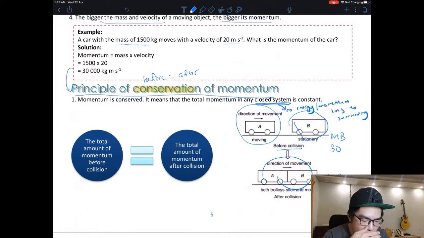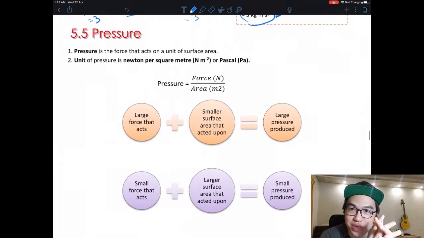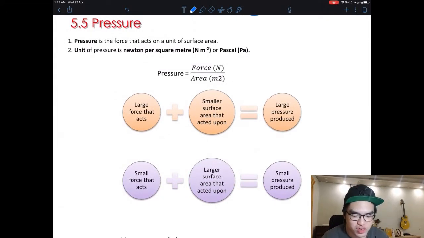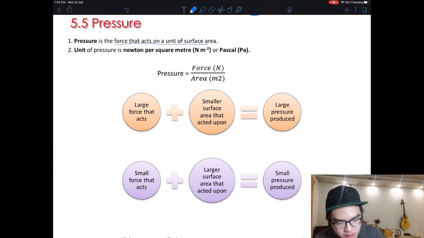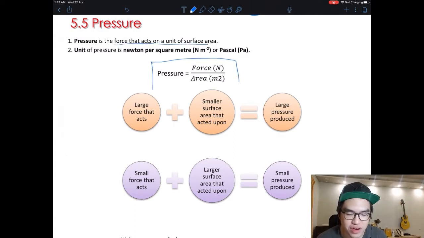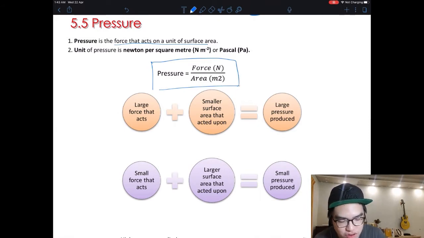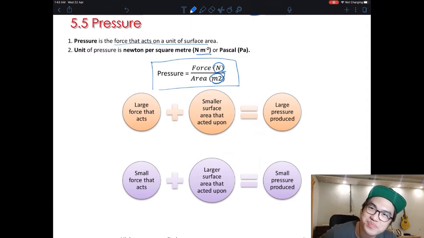Next, let's talk about something unrelated. We talk about pressure. This is a very interesting concept. So pressure is the force that acts on a unit of surface area. So this is the formula: force divided by area is pressure. So what's the unit? Because force is Newton, area is meter square, so you bring the meter square up, you get Nm^-2, or if you want a simple one, you just say Pascal.